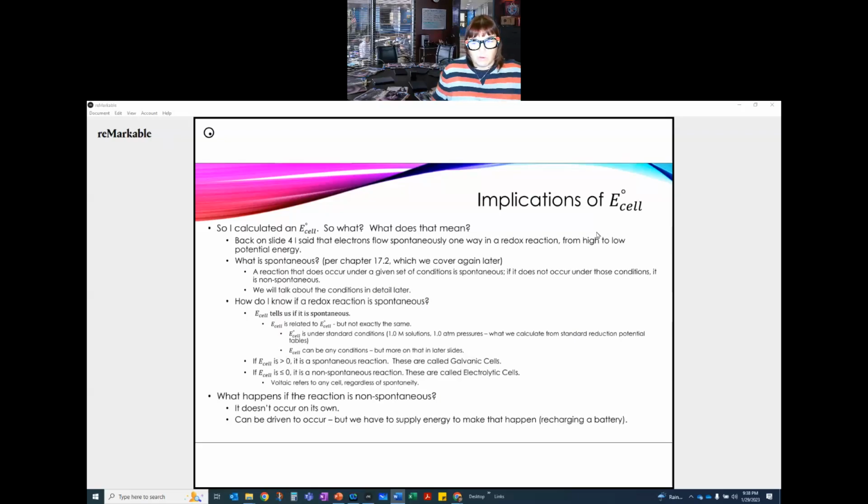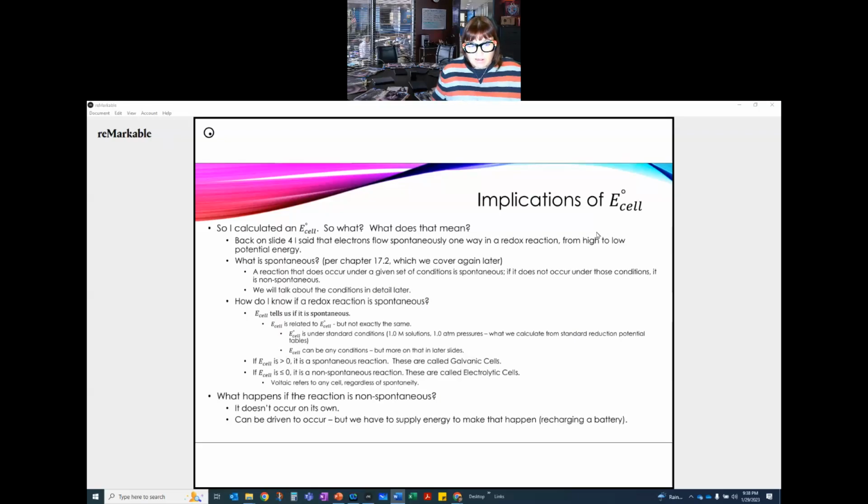Potential. What is spontaneous? Well, spontaneous per 17.2, which we're going to cover for the next exam, is a reaction that does occur under a given set of conditions on its own. We don't have to do anything. We'll talk about what those conditions are later. So how do we know if a redox reaction is spontaneous? Well, E cell will tell you what that is.